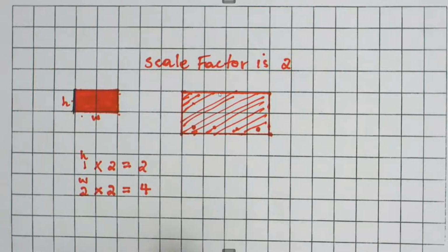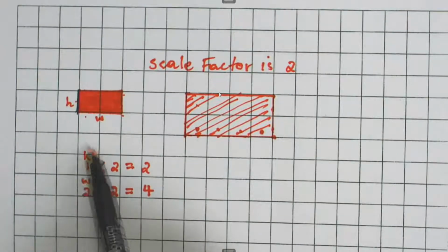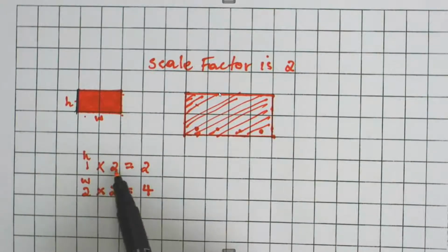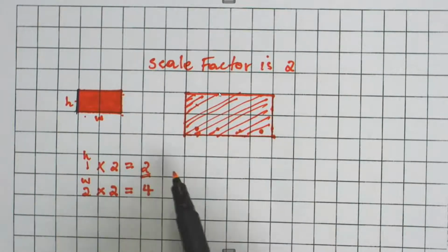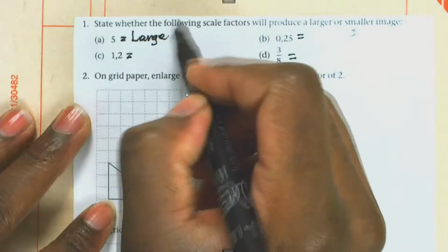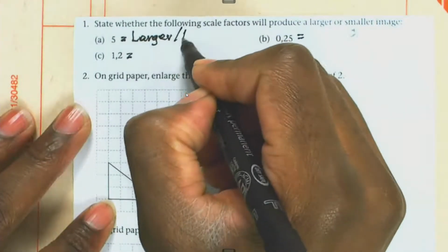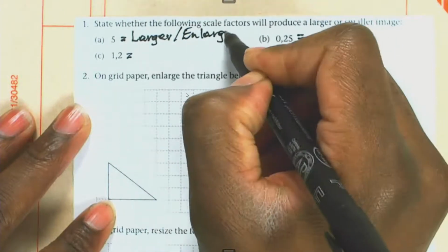Remember, we were told that the height was 1 block high. Take the size of the original shape, multiply it by the scale factor, then you will get the image. This one will be our image. So it will be an enlargement. It will be larger, or rather say it will be an enlargement.